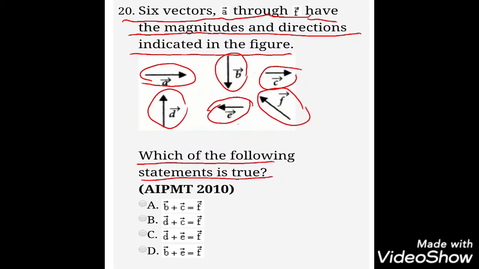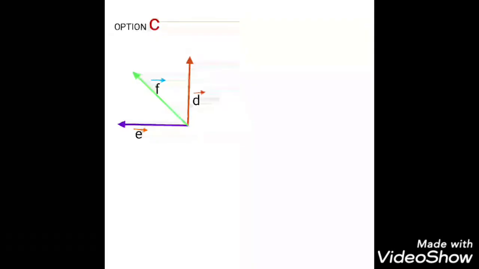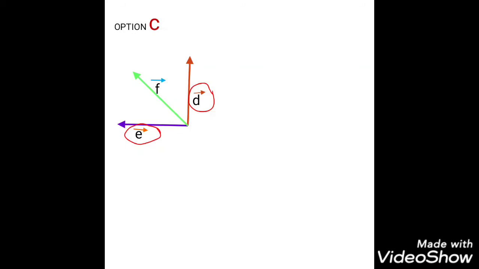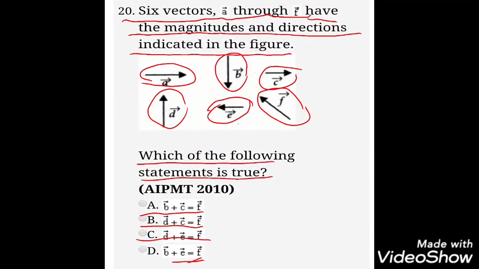You draw the given vectors by using addition of vectors. If you check each option, most will not be satisfied. So if you take option C, what happens? Here D vector is given in this direction and E vector is given in this direction. So the resultant of D and E will be in this direction, that means F. So option C holds good for this combination. Option C is the correct answer for question number 20.